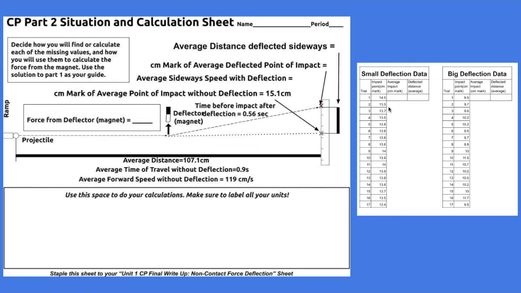What you'll use this for is determining the average point of impact and also for after deflection. So this point right here, as well as how far that is from this average point of impact without deflection. So the average distance traveled between where it would normally hit without deflection and where it would hit with deflection.